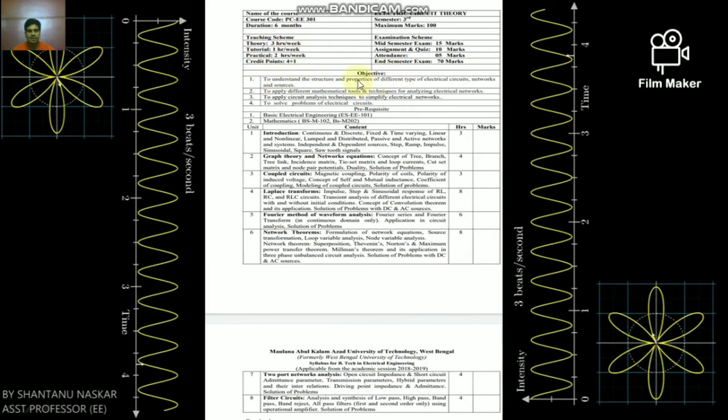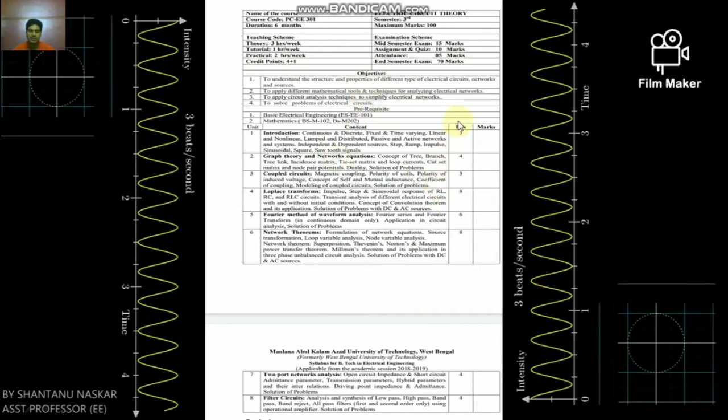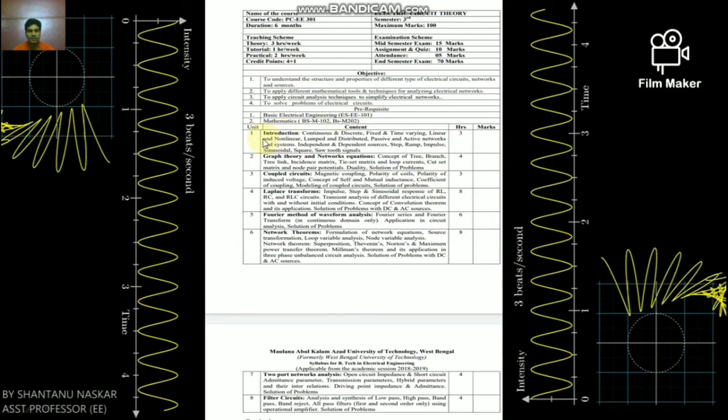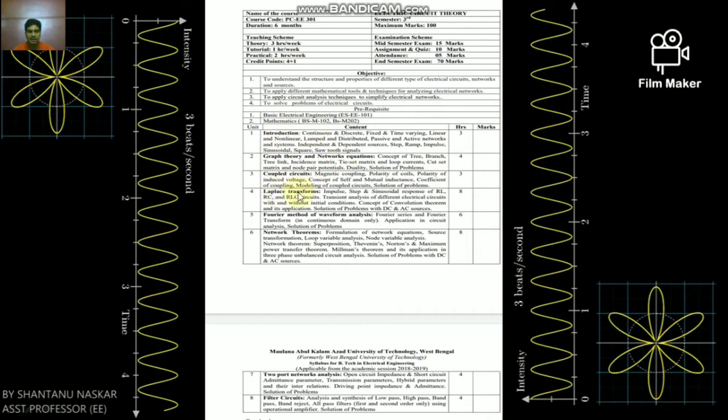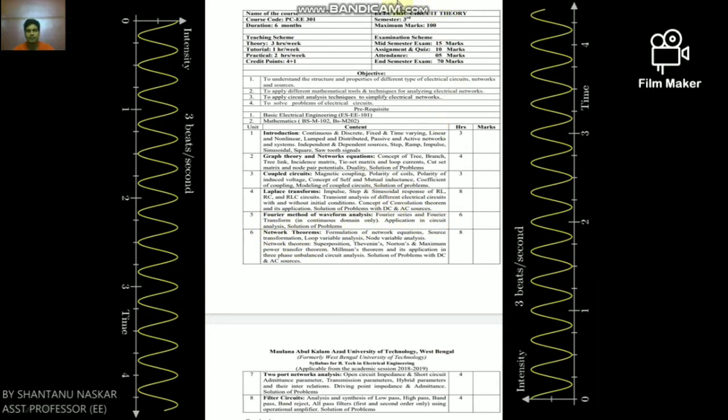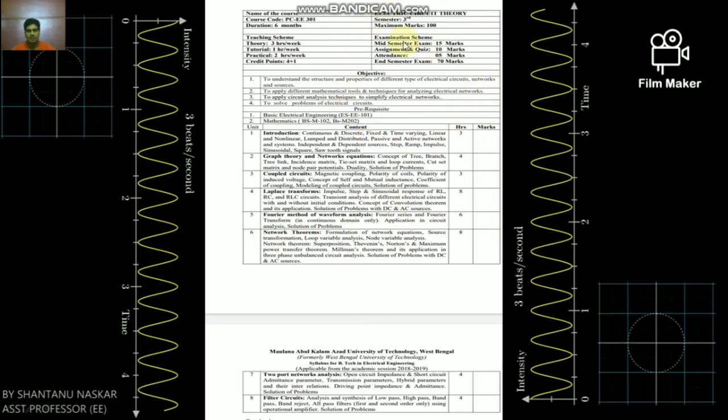About this objective and this content, I have already discussed in my previous classes. I have already completed the introduction portion, graph theory, coupled circuit, Laplace transform, network theorem, two port network analysis, and filter circuit. The only thing left is the Fourier method of waveform analysis, where I will discuss Fourier series and Fourier transform and application in circuit analysis. So let us start.